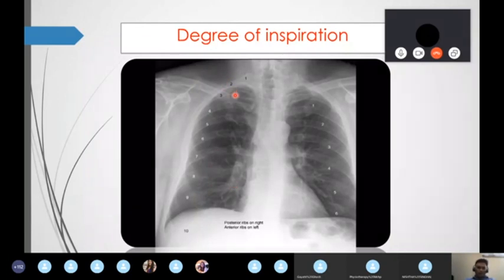Simple. If you want to count, for example, I am going to count the AP ribs. Always the fifth rib has to cut the diaphragm on the right side, and on the left side the sixth rib has to cut the diaphragm. That means you can tell the lung is fully expanded.